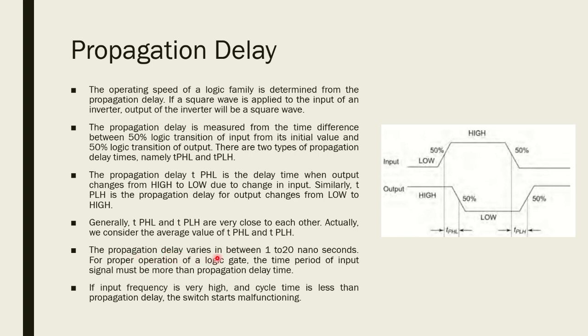The propagation delay varies between 1 to 20 nanoseconds. For proper operation of a logic gate, the time period of the input signal must be more than the propagation delay time. If the input frequency is high and the cycle time is less than the propagation delay, then the circuit starts malfunctioning.